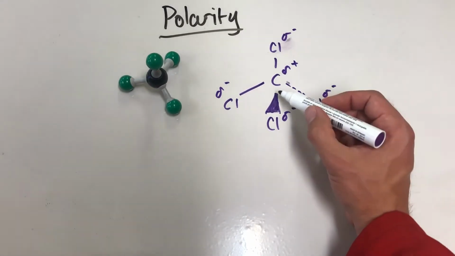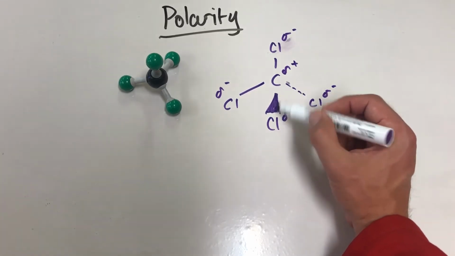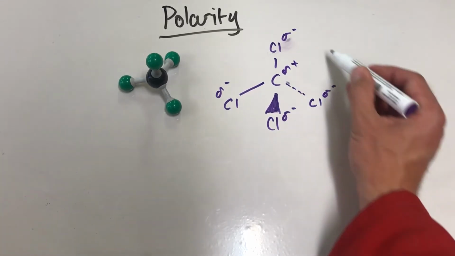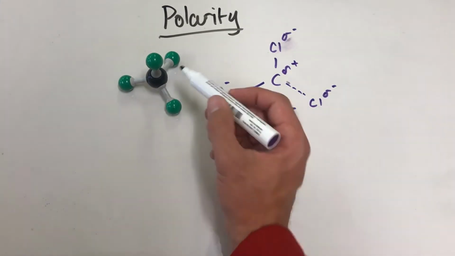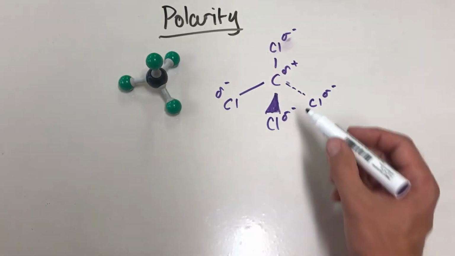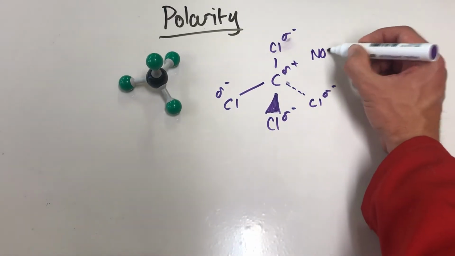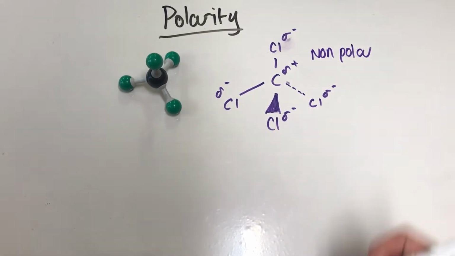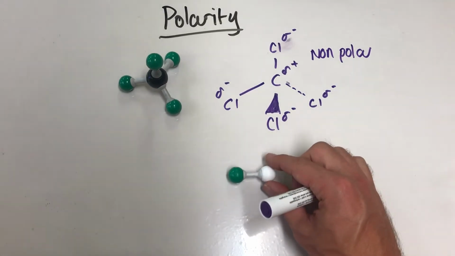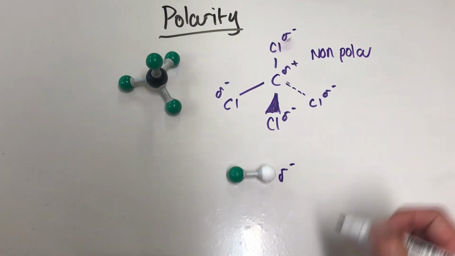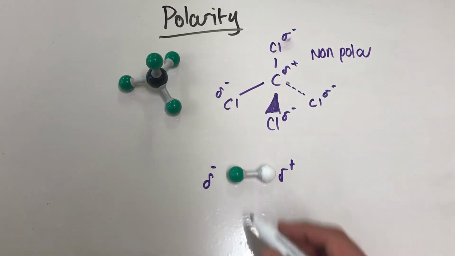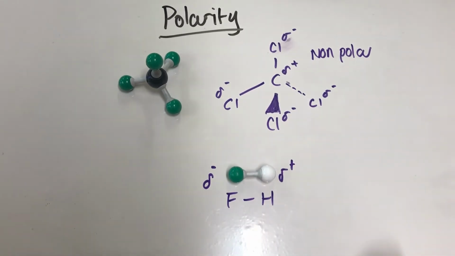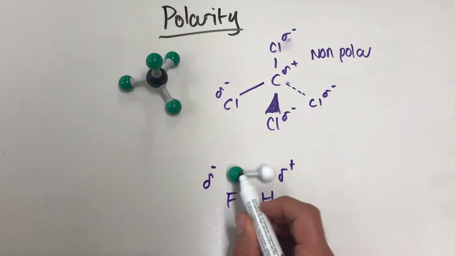Now, whilst these bonds are actually polarized, because you have a difference in electronegativity between the two, the molecule itself is not a polar molecule. And that's because the molecule is symmetrical. So in all directions, there is a negative charge. So this is not a polarized molecule. So this is non-polar. So it will have polarized bonds, but is not a polarized molecule. If we go back to our hydrogen fluoride, you can see how this is different, because we have our delta positive hydrogen and our delta negative fluorine, we'll see this is a polarized molecule because there are two opposite poles to the molecule.